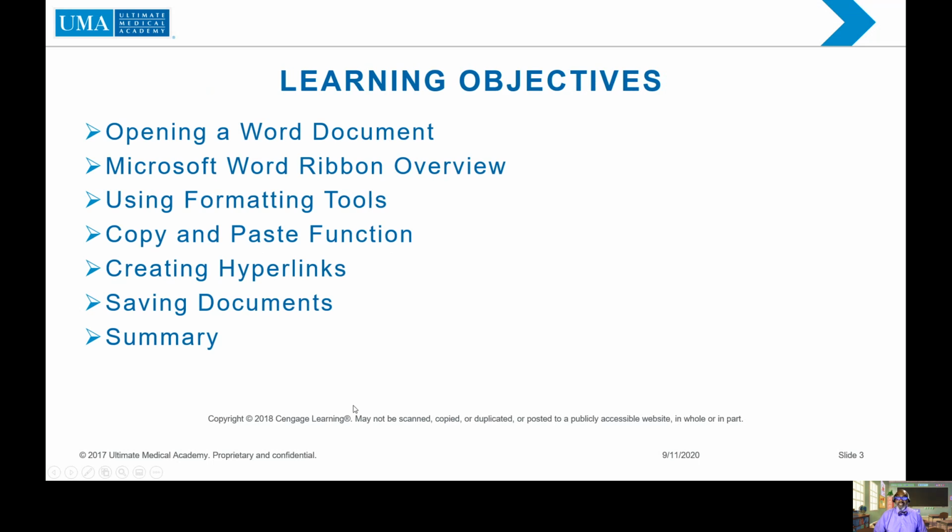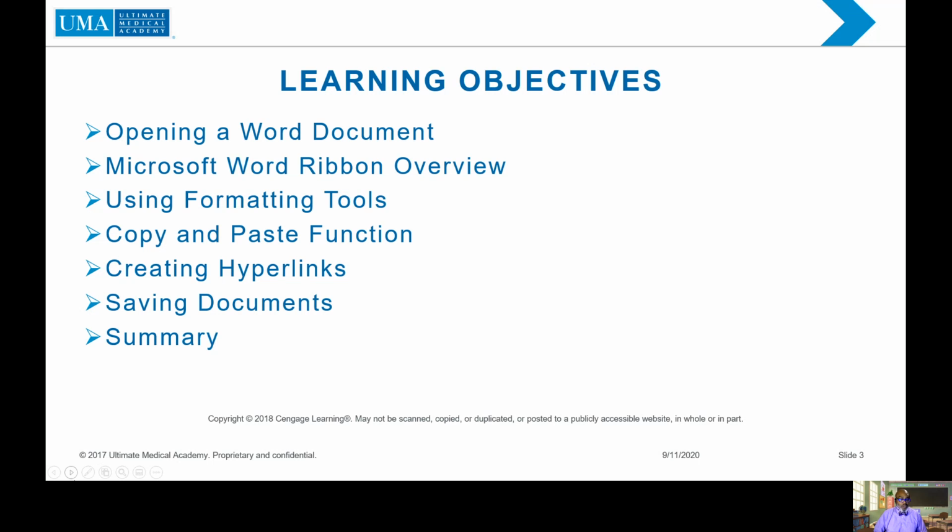So let's go ahead and talk about the agenda, what we're going to work on today. First of all, we definitely want to know how to open Word. You got to start there. We're going to talk a little bit about the ribbon. Actually, we're going to talk a lot about the ribbon because that's the control center. That's the brains. That's the operation center of Microsoft Word, the ribbon. We're going to talk about some formatting tools. We're going to do a little copying, pasting. We're going to create a hyperlink. That's going to be pretty cool. And then we're going to save our document, and then we'll have a summary of what we did.